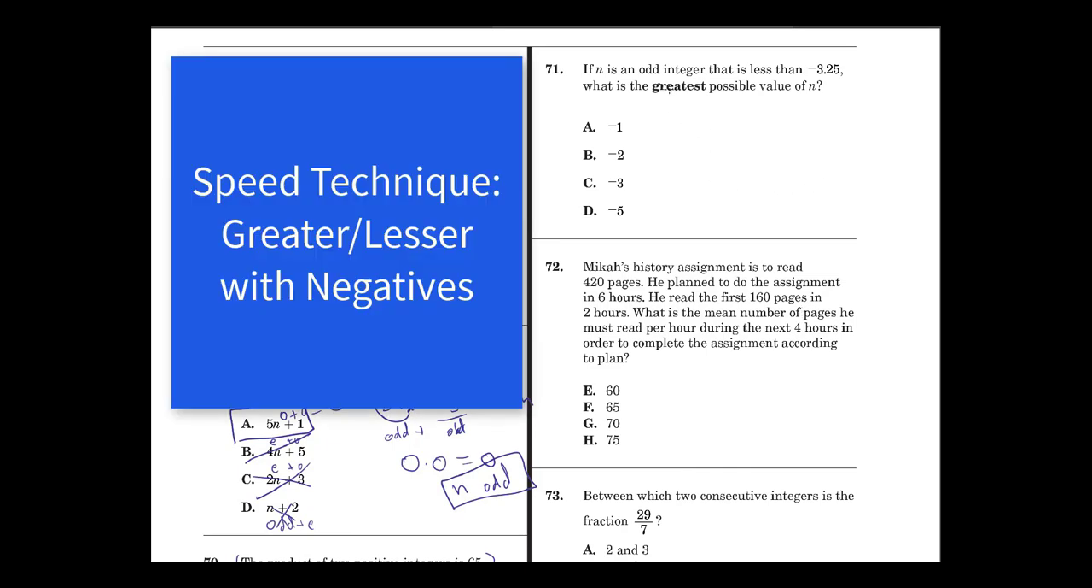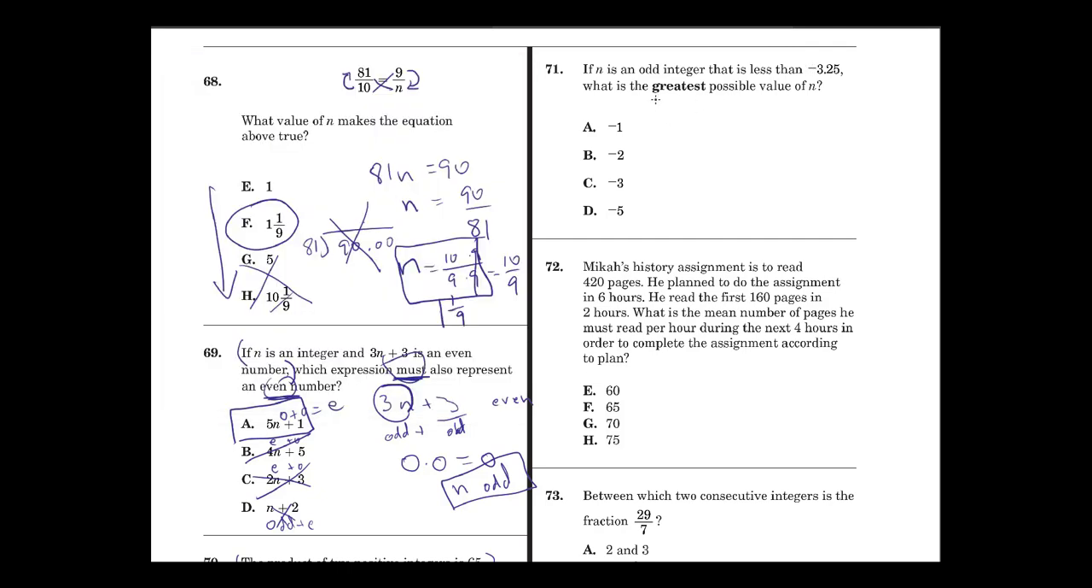71. If n is an odd integer less than minus 3.25, what is the greatest possible value of n? So let's do a vertical scan. What do I have here? Well, on a number line, don't forget, anything to the left is less. Anything to the right is greater. So my number must be less than minus 3.25. In other words, it must be to the left on the number line.